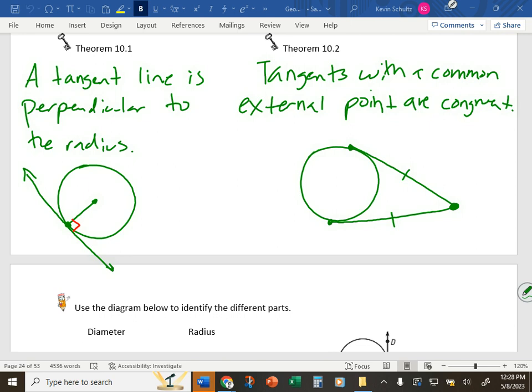Okay? Catherine, can you give me the definition? Congruent means the same, so their lengths would be the same. Some people just forget.